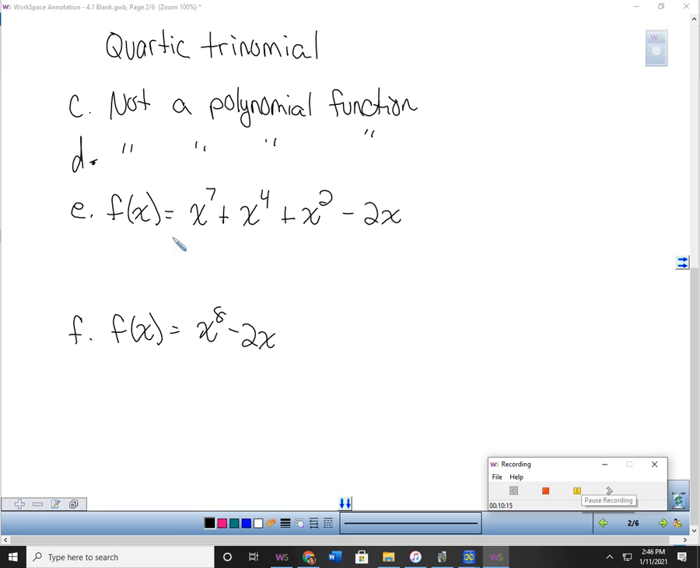So in part E, first thing we want to do is look at your leading coefficients. You've got 1, 1, 1, -2. Are those real numbers? Yes. And then all of our exponents are whole numbers, right? So my degree is 7. So what do we call something that has a degree of 7? A 7th degree.